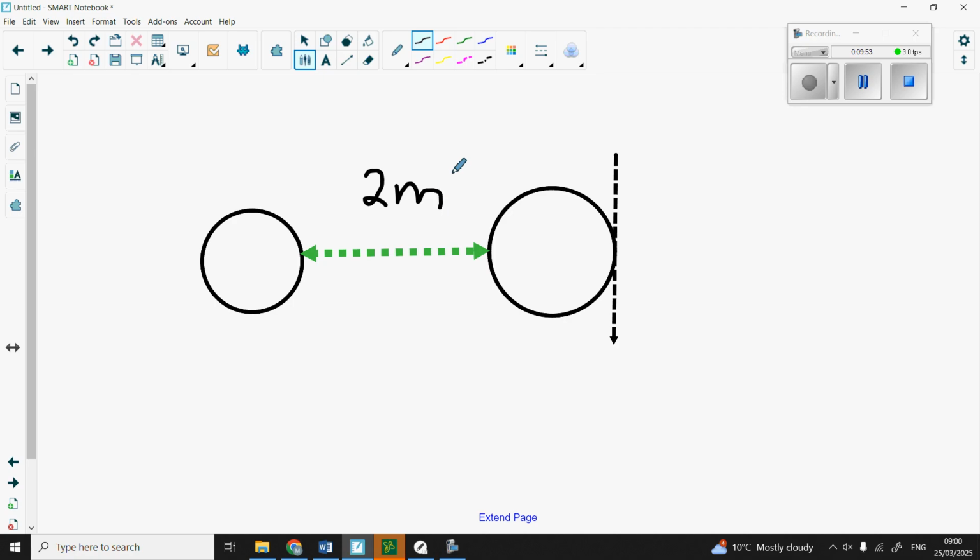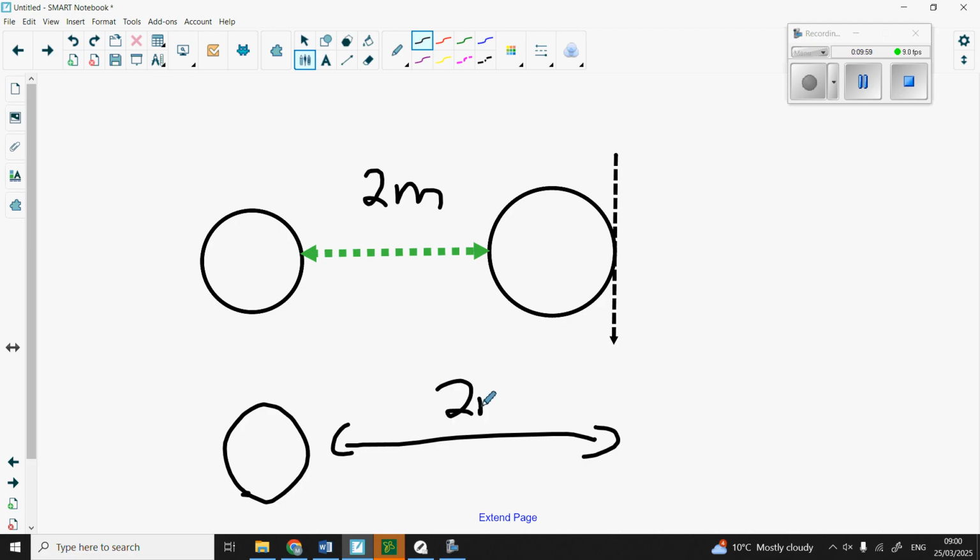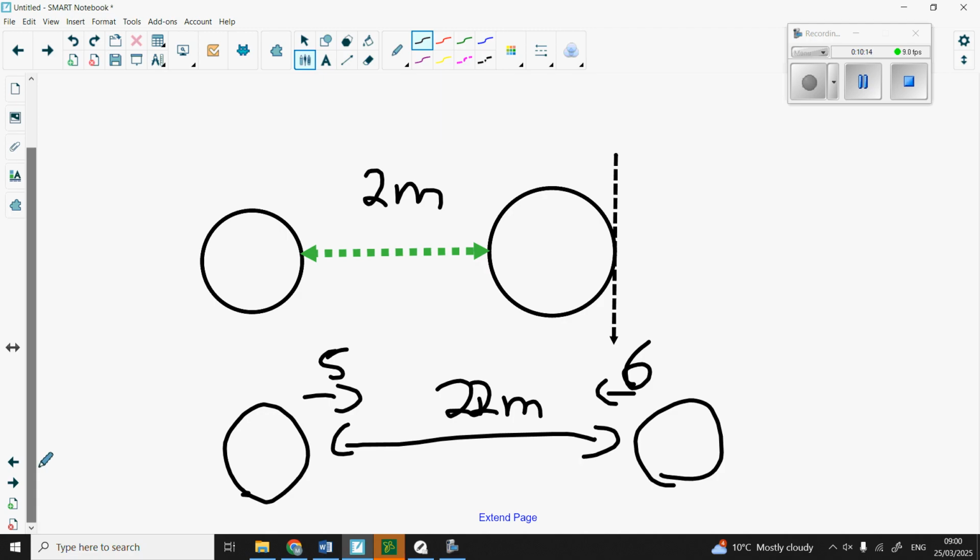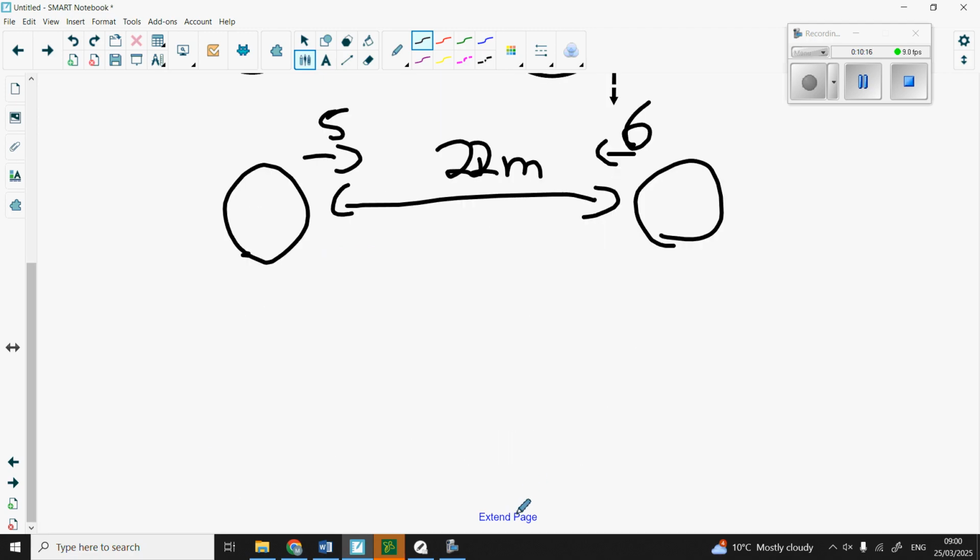Okay, now the first thing I'm going to teach you guys is, imagine there's a distance of 2 meters between me traveling 5 and the other one traveling 6. Agreed? I have a really quick way of doing this. How long till they collide? Anybody know? 2 seconds, correct. How did you do that?